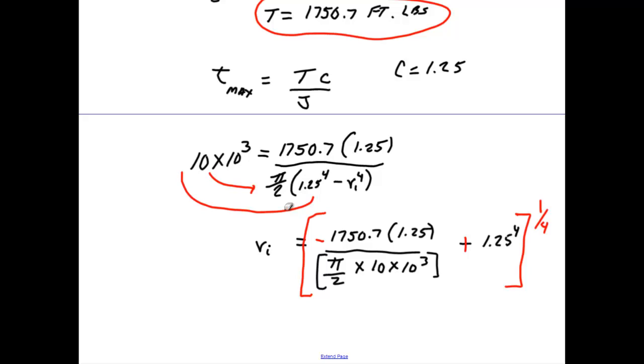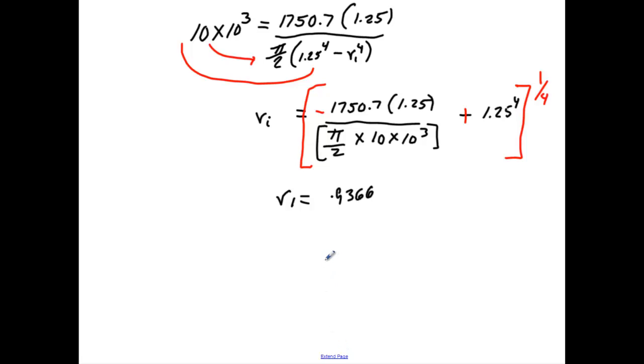And then when we do that, our Ri value, inside radius, comes up to be 0.9366. Then they want the diameter, and the inside diameter is double that, which will give me 1.873 inches. And that's our correct answer, where you can convert that.